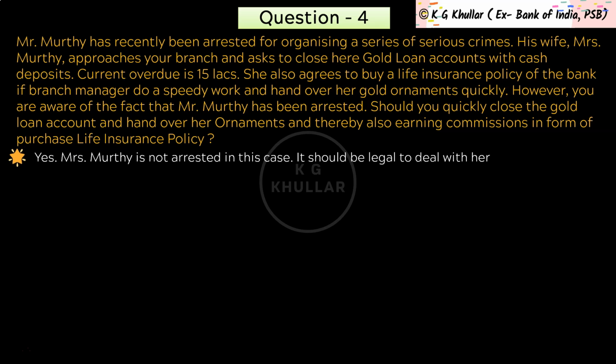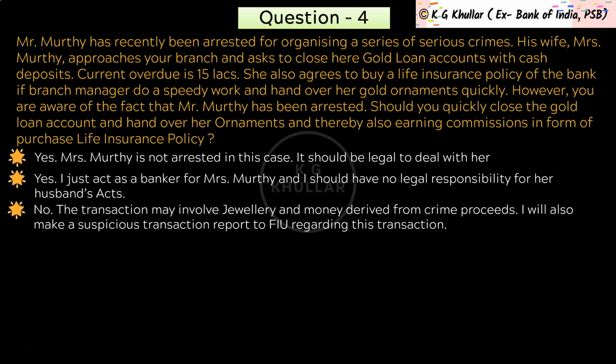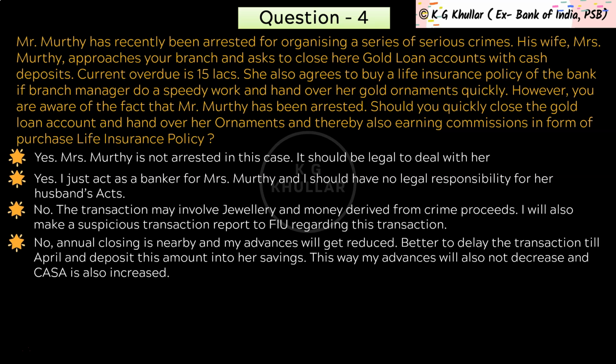And these options are given to you. First option is yes, Mrs. Murthy is not arrested in this case. It should be legal to deal with her. Then second option B is yes, I just act as a banker for Mrs. Murthy and I should have no legal responsibility for her husband's act. Then third option C is no, the transaction may involve jewelry and money derived from criminal proceeds. I will also make a suspicious transaction report to FIU regarding this transaction. And last option D is no, annual closing is nearby and my advances will get reduced. Better to delay the transaction till April and deposit this amount into her savings. This way my advances will also not decrease and CASA is also increased.